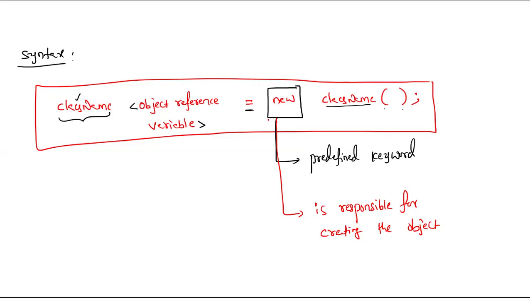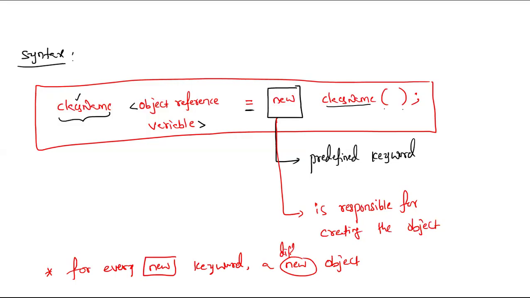Then one more point: for every new keyword, a new object will be created. Again new and new, a different object can be created. It is a point to remember. Clear?